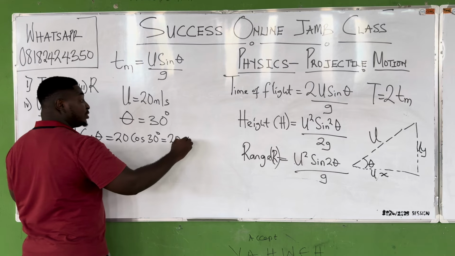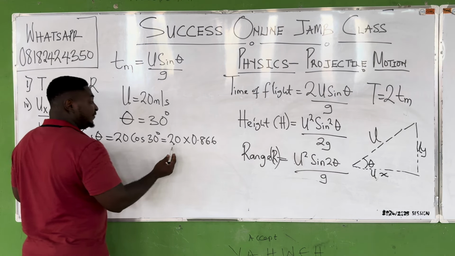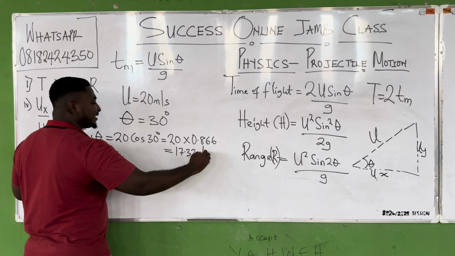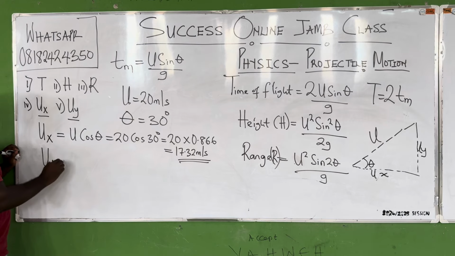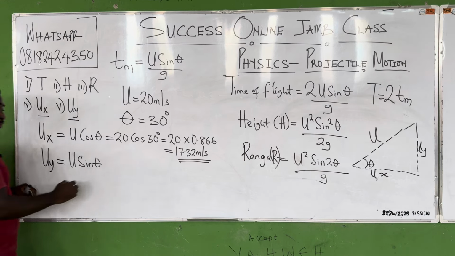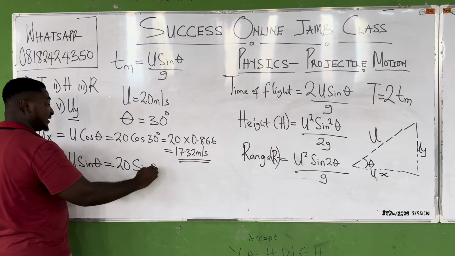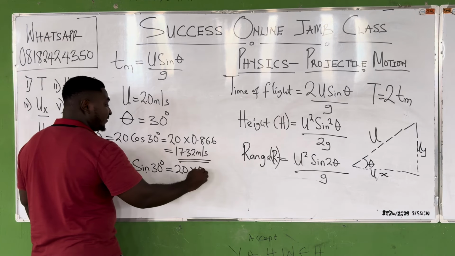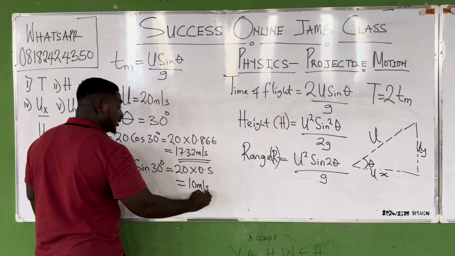If you punch your calculator, you're going to have 0.866, or root 3 over 2. And if you do 20 multiplied by 0.866, you're going to have 17.32 meters per second. Then you also do the Uy. Uy is U sine theta. The formula for the vertical component of the velocity is U sine theta. What's our U again? Our U is still 20, but this time it is sine 30 degrees. Sine 30 degrees is 0.5. So 20 multiplied by 0.5 should give us 10 meters per second.